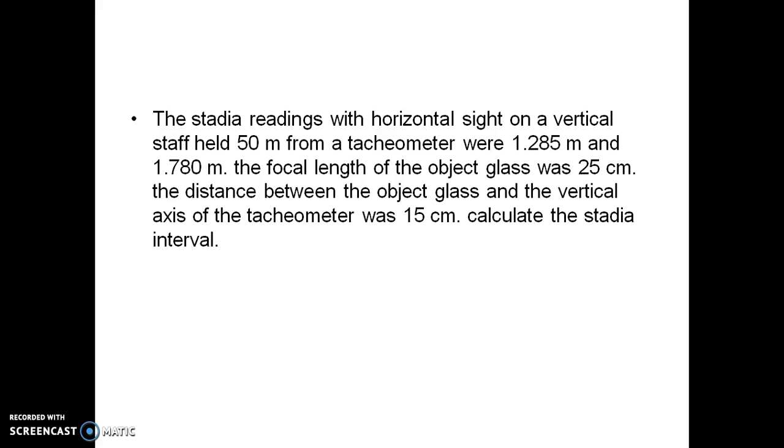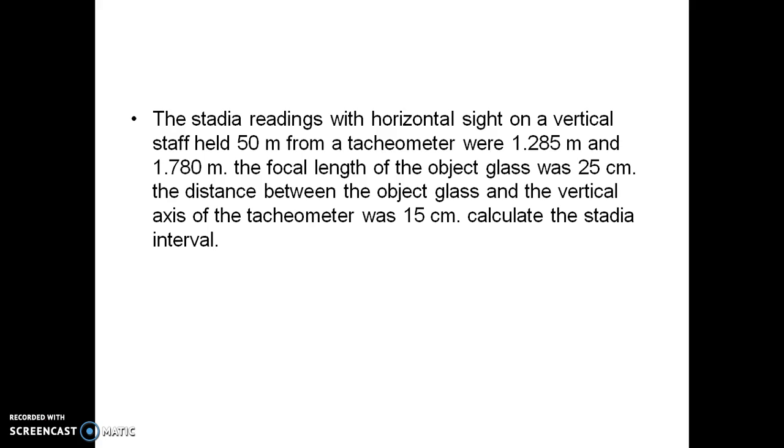How can we calculate? Here the focal length small f is given in centimeter, and the distance d from the vertical axis of the tacheometer, 15 cm, is also given in centimeter. And the staff readings were given. One is the top value and another is the bottommost value. The difference between those two, that is 1.780 minus 1.285, gives the value of the staff intercept S.